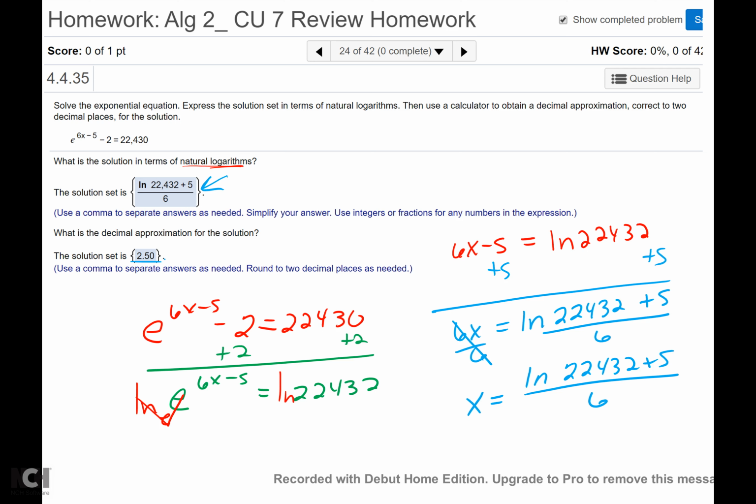Now, to get the decimal, then you type it in the calculator. You type ln 22432, enter, or close your parentheses, plus 5, enter, divided by 6, enter, and you get 2.5030400632. To 2 places, that leaves it 2.50.